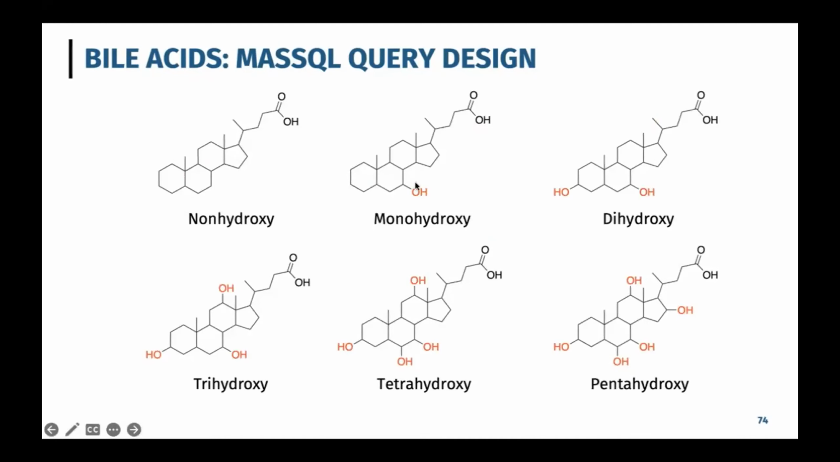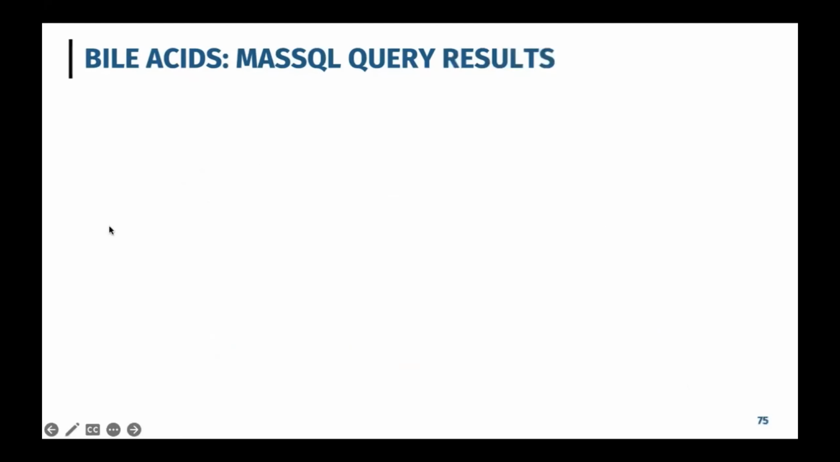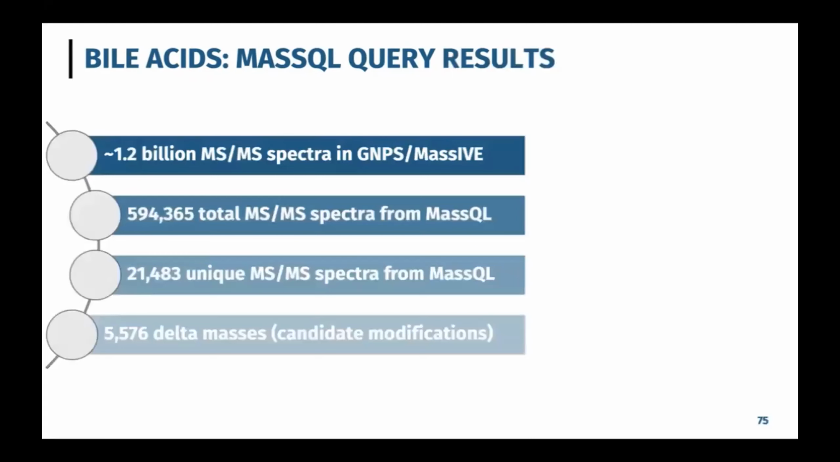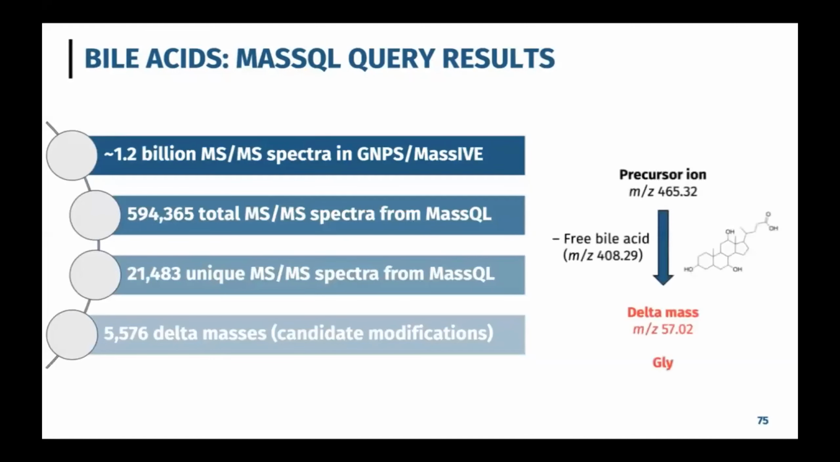Now, non-hydroxy is not really a bile acid. You need to have a hydroxyl group in this 3 position to be considered a bile acid, but we've included this as well in this particular search. So when we do the searches with those different bile acid mass queries, what we find is that we filter 1.2 billion MSMS spectra to about 600,000 MSMS spectra. 21,000 of those are unique spectra, and they represent about 5,500 delta masses. And the way we calculated the delta mass is that if you have a precursor ion minus the unmodified mass, you get this delta mass.